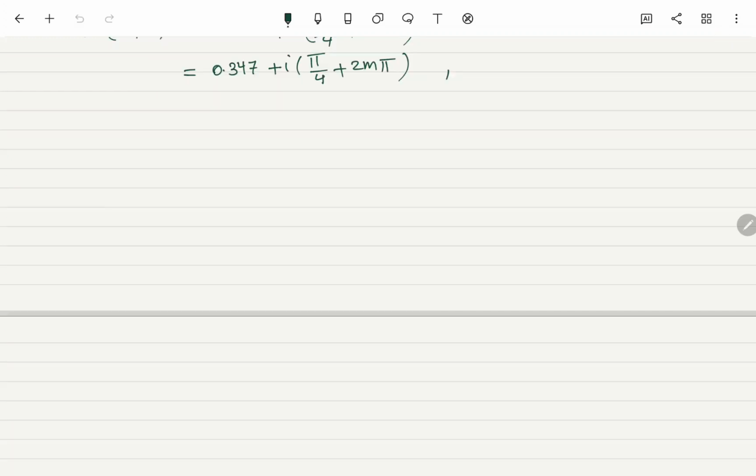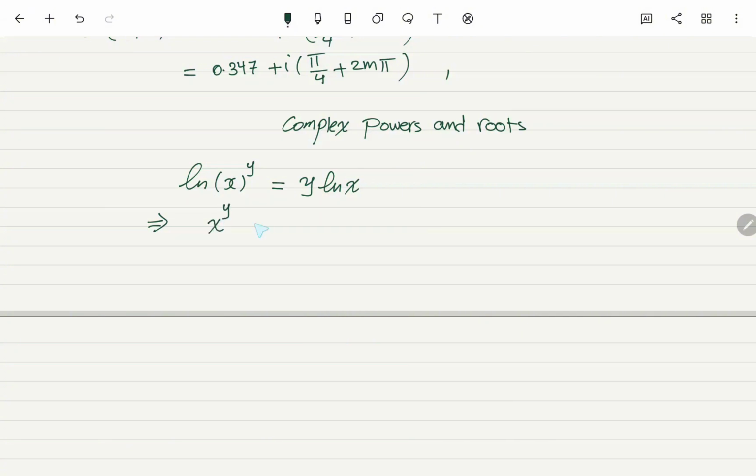Let's define complex powers and roots. If we have ln of x to the power y, this is actually equal to y ln x, and therefore if we take the exponential for both sides, x to the power y equals e to the y ln x, or in other words, x to the power y equals e to the ln x, all to the power y.